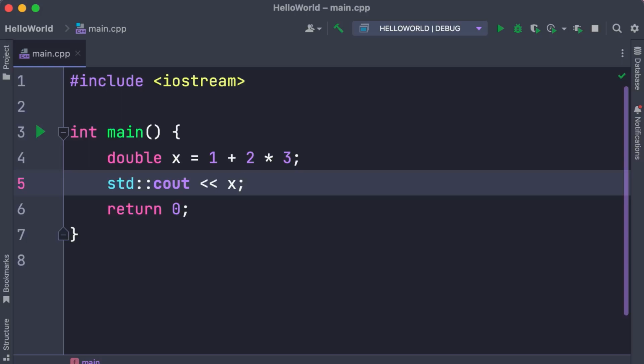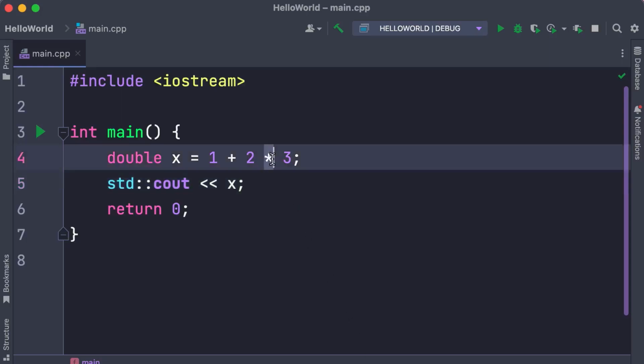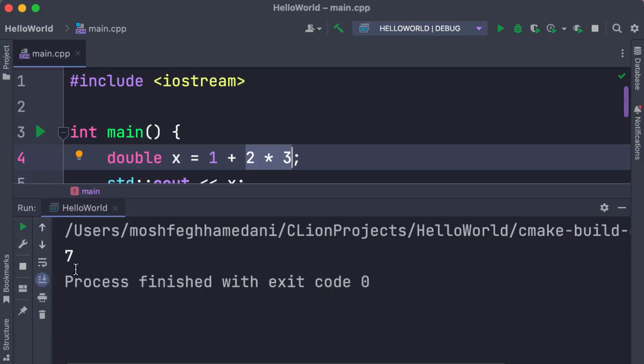The answer is 7. This is a very simple math question, but unfortunately, a lot of people get it wrong. Here's the reason. In math, the multiplication and division operators have a higher order or a higher priority. So when evaluating this expression, first, this part is evaluated. So 2 times 3 is 6. And then 6 is added to 1. So the result is 7. Let's verify it. So I'm going to run the program. There you go. We have 7.